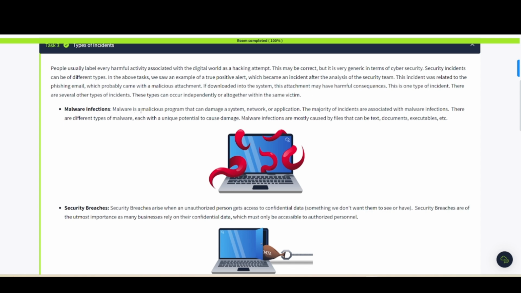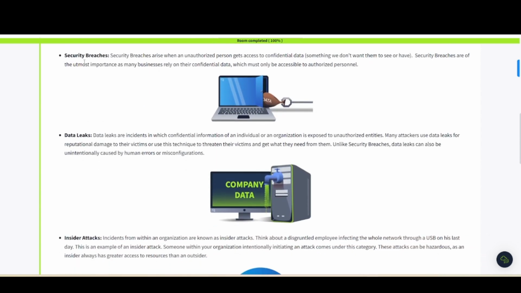Malware infections. Malware is a malicious program that can damage a system, network, or application. The majority of incidents are associated with malware infections. There are different types of malware, each with a unique potential to cause damage. Malware infections are mostly caused by files that can be text, documents, executables, etc. Security breaches. Security breaches arise when an unauthorized person gets access to confidential data, something we don't want them to see or have. Security breaches are of the utmost importance, as many businesses rely on their confidential data, which must only be accessible to authorized personnel.